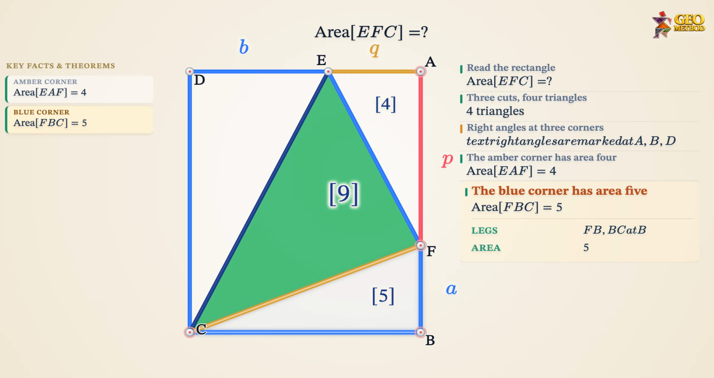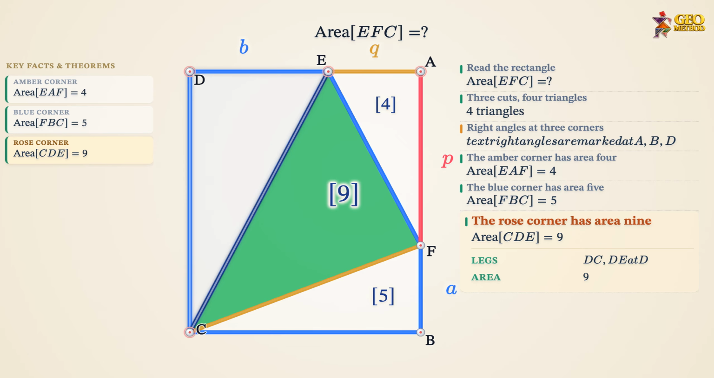The blue corner triangle FBC has area 5. Its legs are segment FB along the right side and segment BC running left along the bottom edge, meeting at the right angle at B. That value 5 is the second clue.